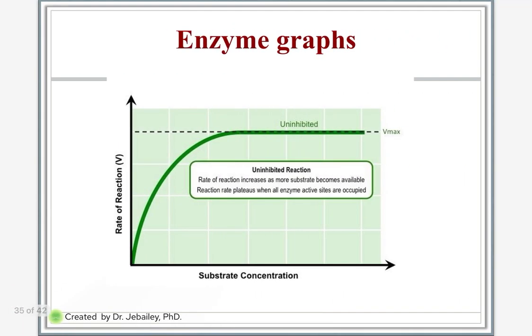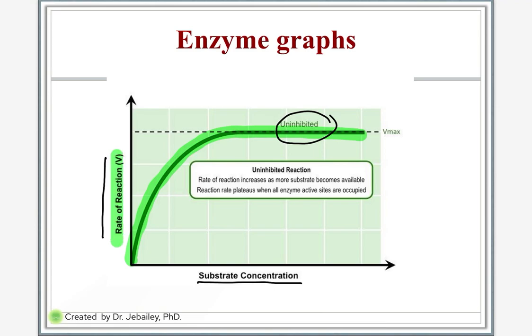So looking at the enzyme graphs, we have to talk about the different types of inhibition: when you have the competitive or the non-competitive. Here we have the substrate concentration over the rate of reaction. Now, this is considered the normal graph. This graph will always be the same. When there is no inhibitor, this is what it's going to look like, a normal graph of substrate against the rate of reaction.